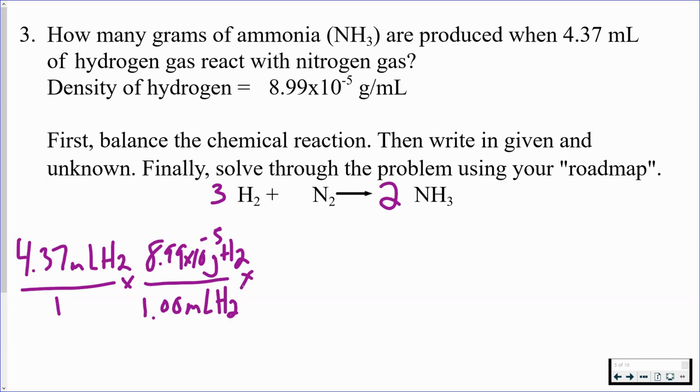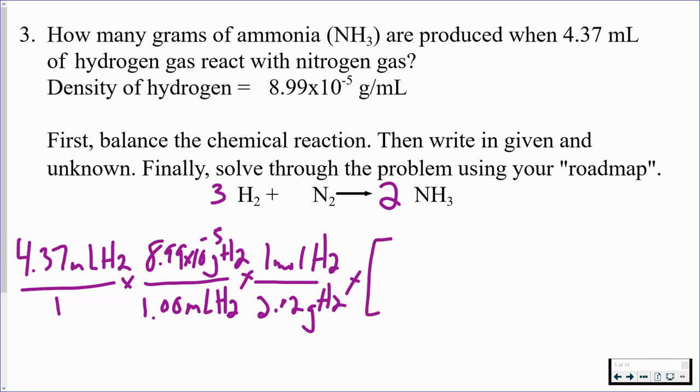milliliters of H2. At this moment, we're on the gram island, and we're going to multiply it by 1 mole of H2 per 2.02 grams of H2. The next step is the molar ratio. So how can we go from one set to another set? Well, up top, we're going to ammonia, so that's 2 moles NH3. And on the bottom, we're in hydrogen, so the coefficient in front of hydrogen is a 3. That gives us 3 moles H2.